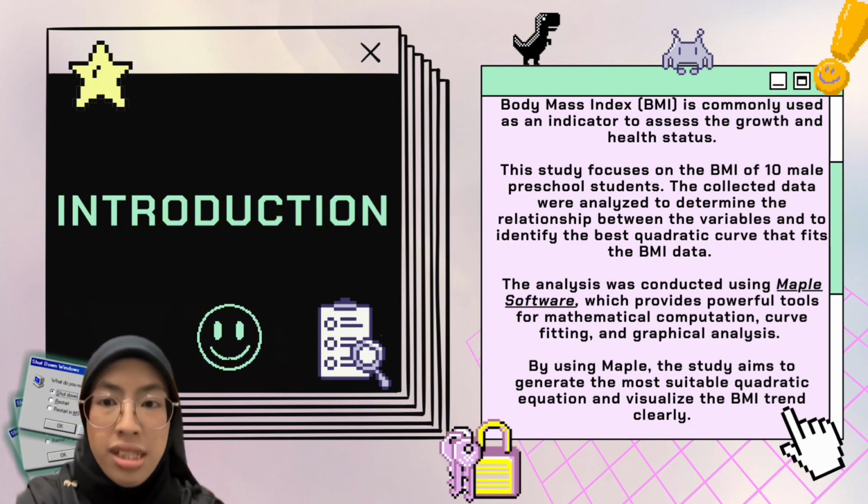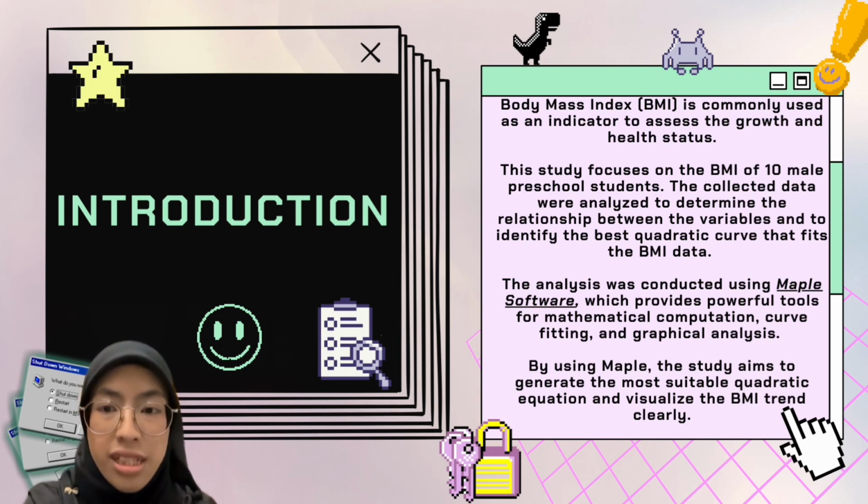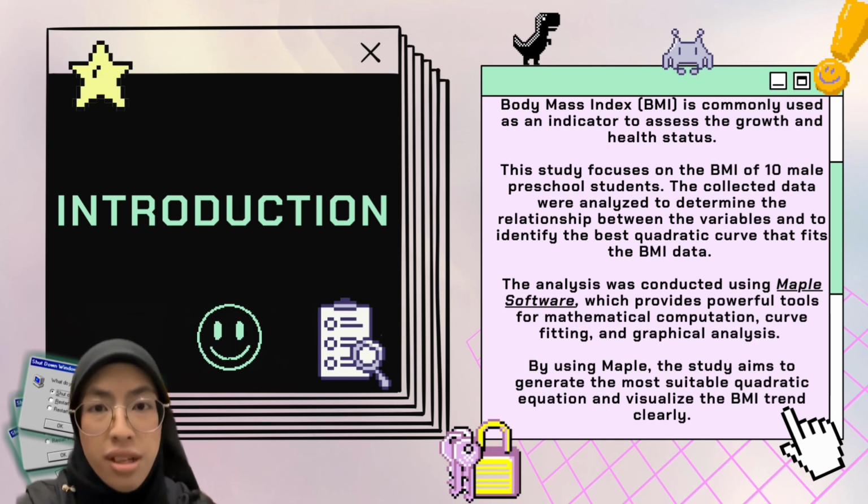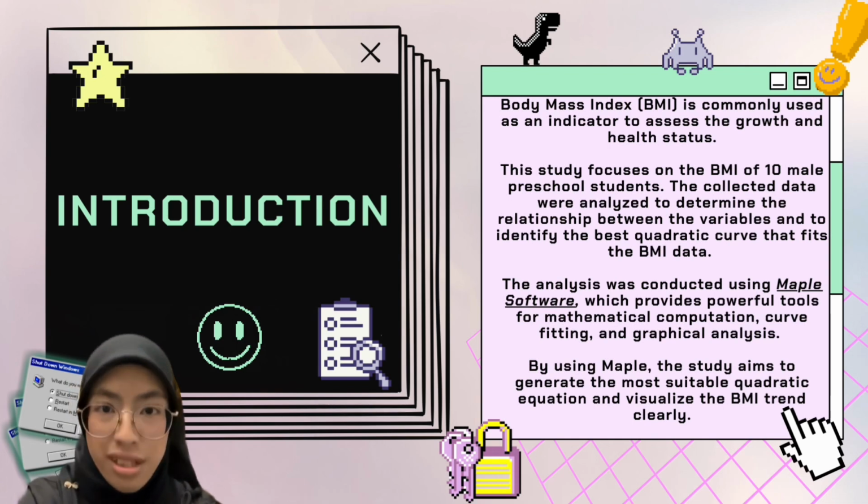And we analyzed the data by using Maple software, which provides us with powerful tools for mathematical computation, curve fitting, and also graphical analysis. By using Maple, our study aims to generate the most suitable quadratic equation and visualize the BMI trend clearly. Therefore, by studying the BMI patterns among preschool students, we can provide useful information about the development of the preschool students.